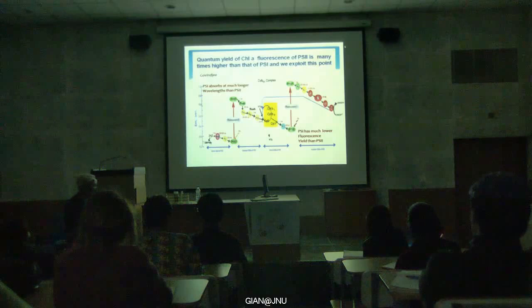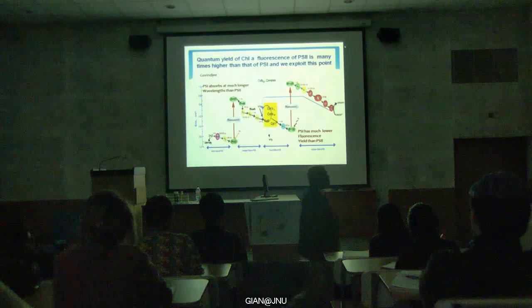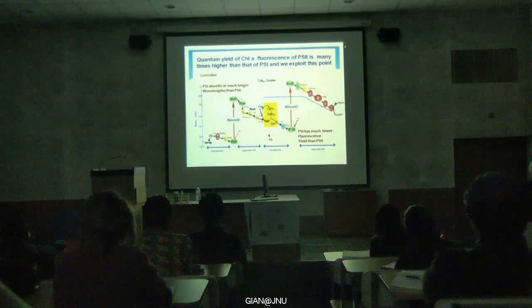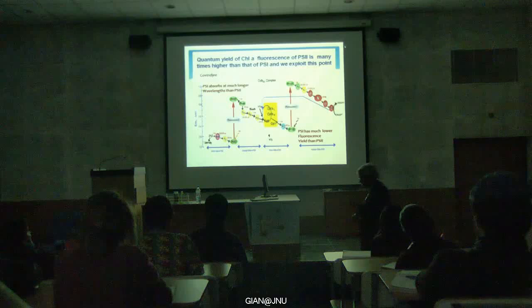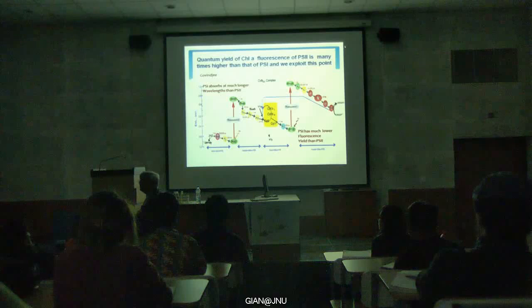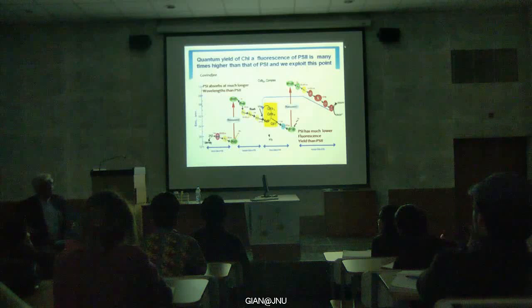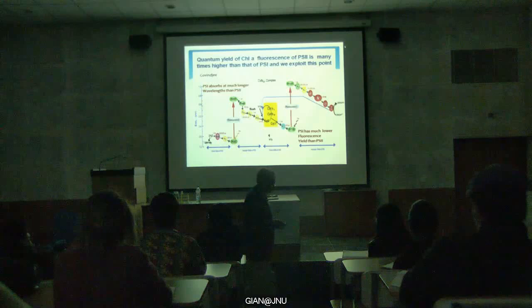The second thing is at low temperature, at 77 degrees Kelvin. I think we worked on it in the 1970s, at 77 degrees Kelvin, and even going out to liquid helium temperature, 4 degrees Kelvin, we can get beautiful fluorescence spectra, and we can tell which fluorescence is coming from which system.